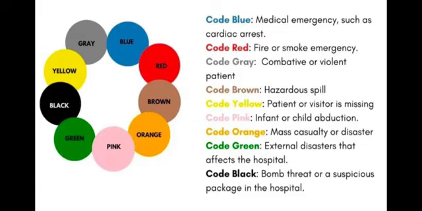Code pink, infant or child abduction. Code orange, mass casualty or disasters. Code green, external disaster that affects the hospital. Code black, bomb threat or suspicious package in the hospital. These are the different codes and you should use different examples for these codes. So remember, MCQs on these codes come in your papers.